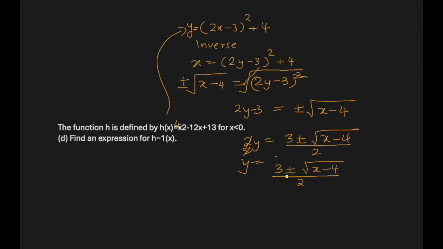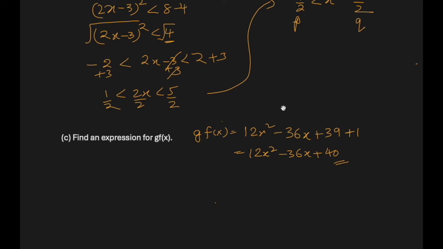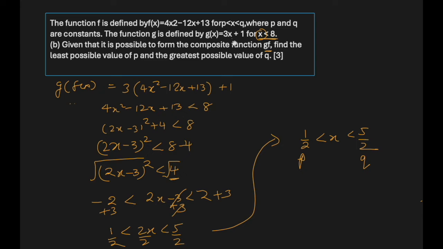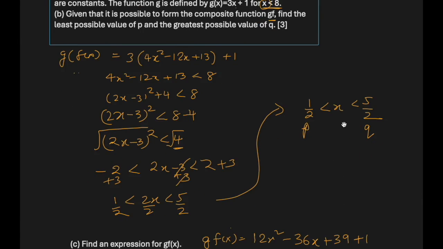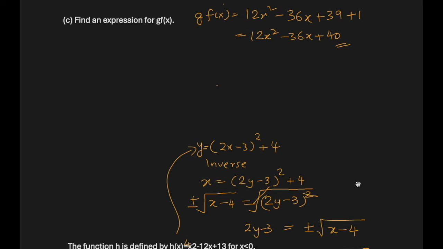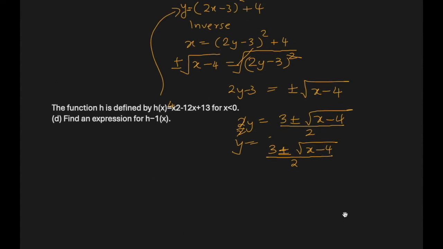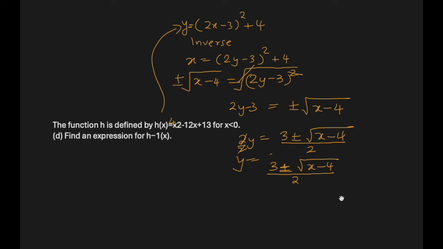We can't have two values, otherwise it doesn't become an inverse. So that means we have to isolate plus or minus, one of them. So what was the original domain given to us? It was this. It is between 1 over 2 and 5 over 2. This is what x is, right? Because that's the original one, that means the range of this one will be between 1 over 2 and 5 over 2. How is that possible?